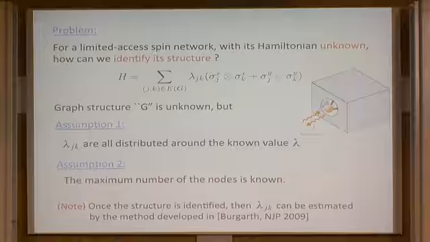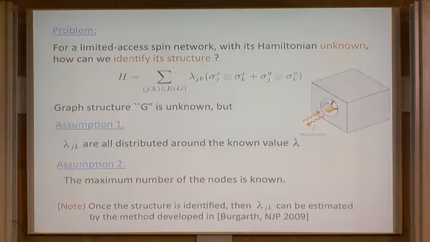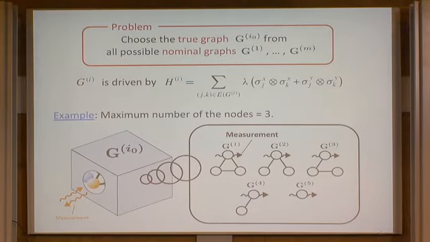And here's an important note. If we can identify the structure, then lambda JK can be estimated using the method developed by Daniel. So this would be a nice combination: we first identify the structure, then use Daniel's method to estimate the coupling strengths. That would be a nice combination, I think. Okay, so here's a procedure to solve the problem.